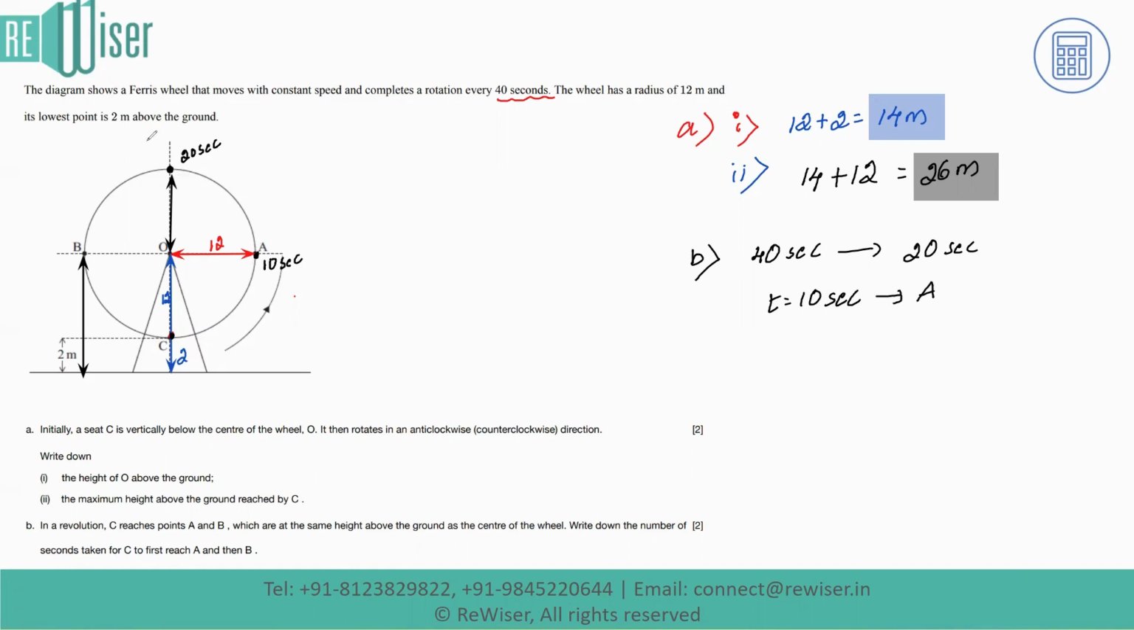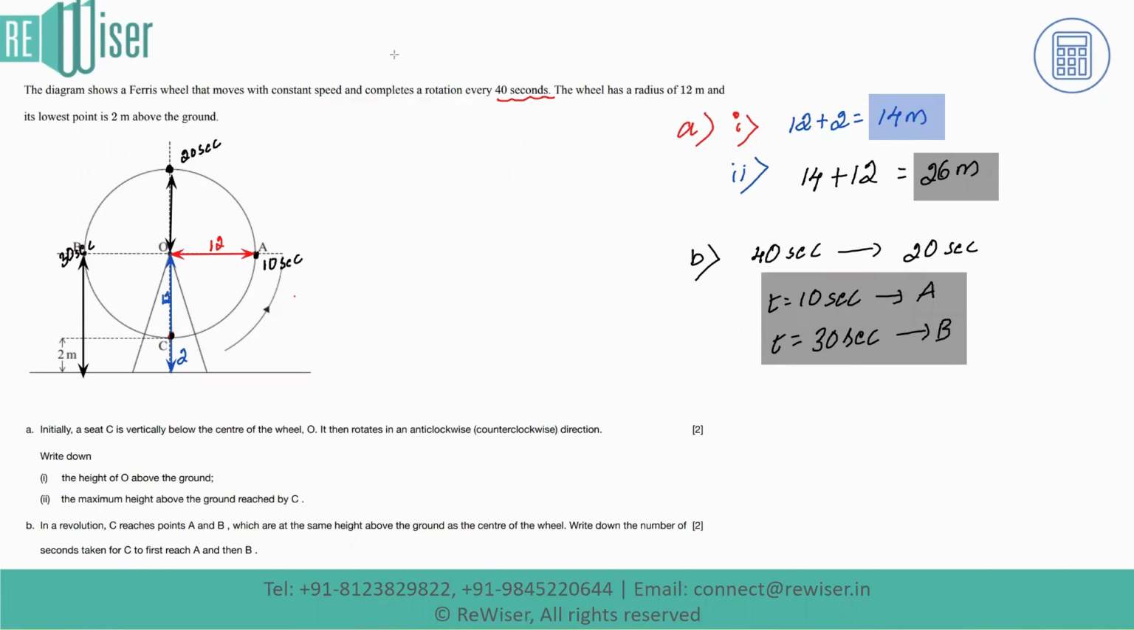Similarly, we reach the maximum point at 20 seconds. And from here to reach B, it will take another 10 seconds. So from the beginning, it would take 30 seconds to reach point B. When time is 30 seconds, we can reach point B. And this is the right answer for part B.